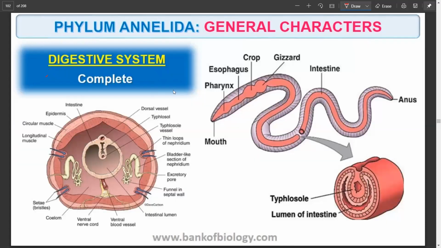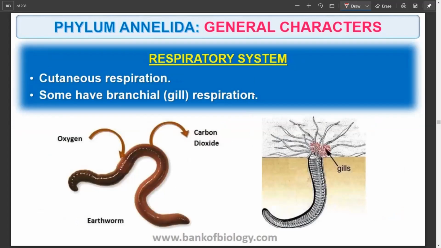So when we talk about the digestive system, you can see there is a complete digestive system. There is mouth and anus, along with the well-developed pharynx, esophagus, crop, gizzard, and intestine. Now these structures help in complete digestion of the food materials. Now respiratory system is present. It is either through the cutaneous respiration, that is through the skin, right? As you can see, oxygen is taken in and CO2 is removed. And in certain cases, there are bronchial gills that help in respiration.